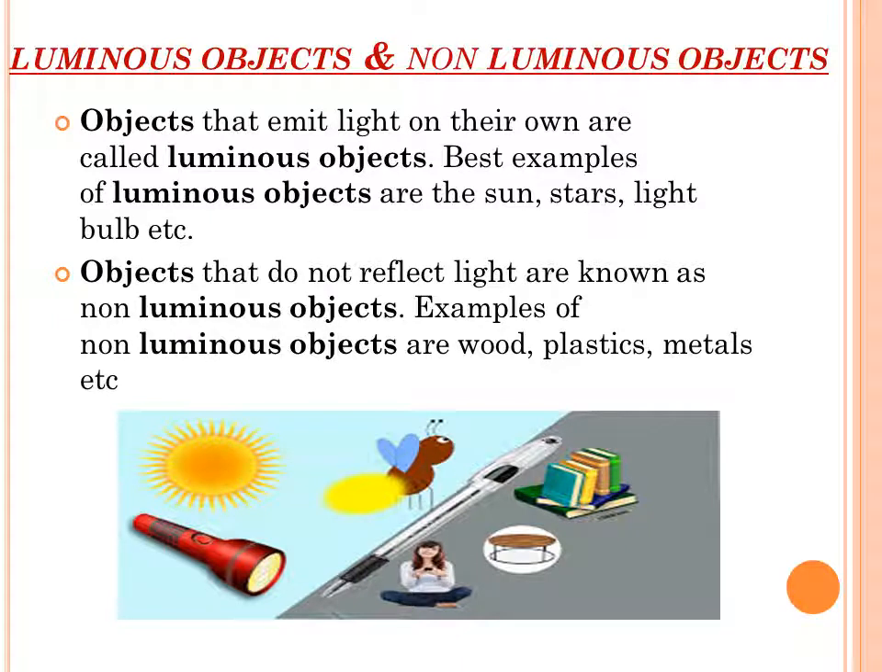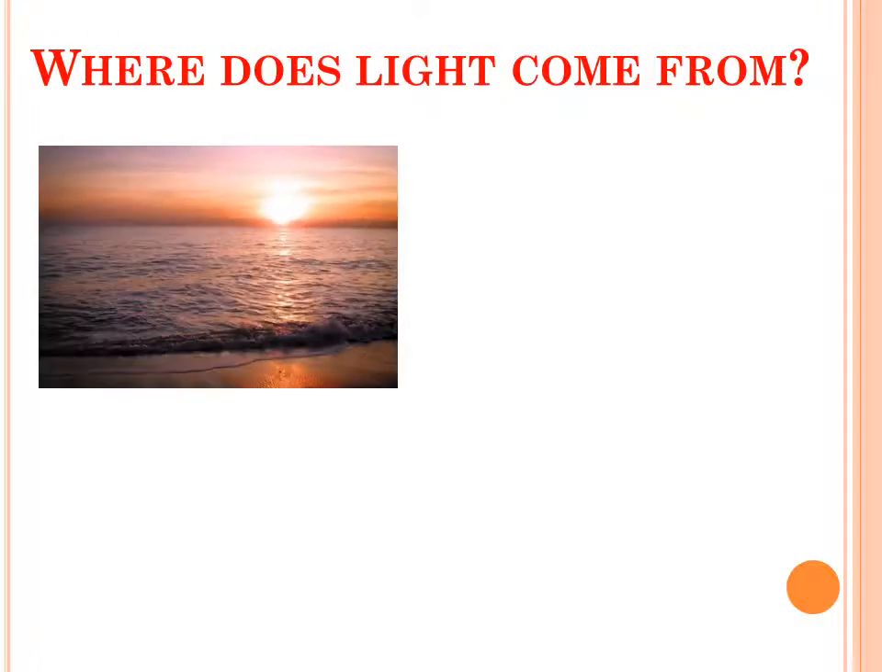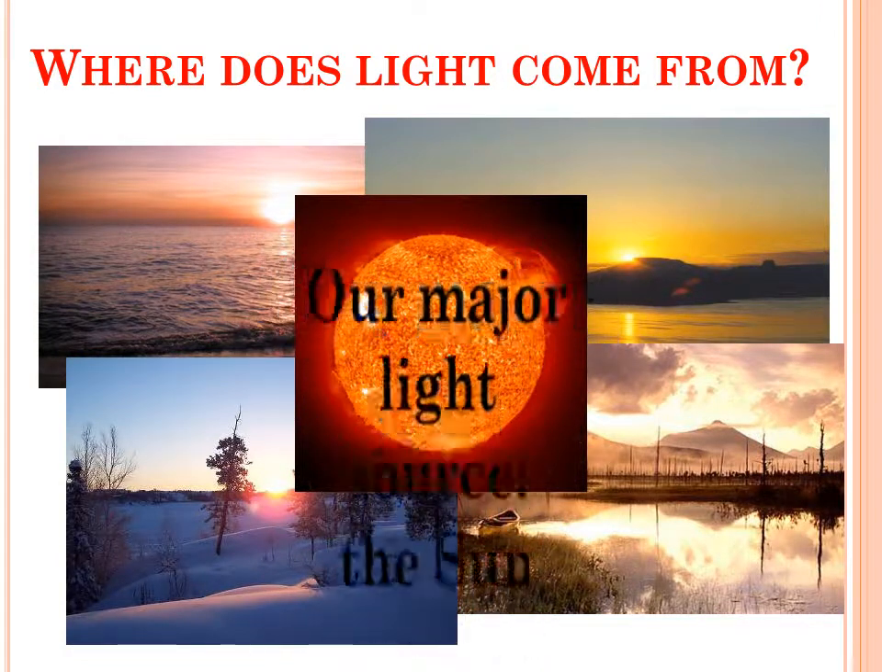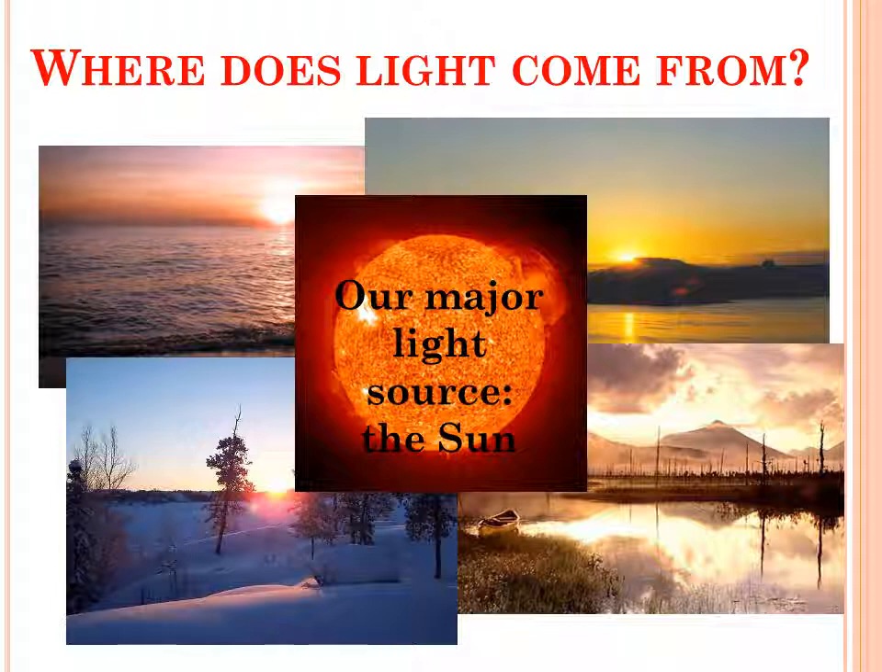Now we will move to another topic, that is, we wonder where does light come from. That means how we came to know where light comes from. So there are sources of light, and our main source of light is the sun. Many plants mostly depend on the sunlight for the preparation of food, because without sunlight the plant can't prepare their own food. So it is a main source of light as well as energy.